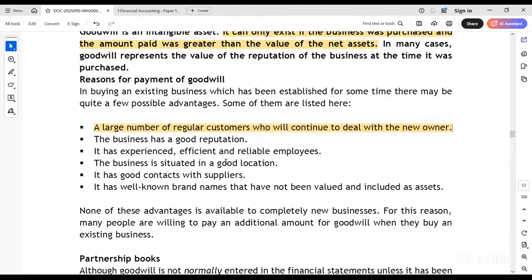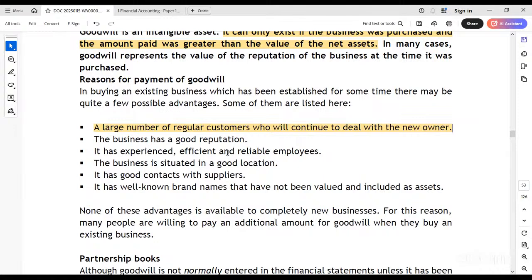The business is still in a good location. So if the business is strategically located, of course, there will be some goodwill as you're purchasing that business. It has good contacts with the suppliers, yes. It has well-known brand names that have not been valued and included as assets. So these are some of the reasons for the payment of goodwill, and many others.